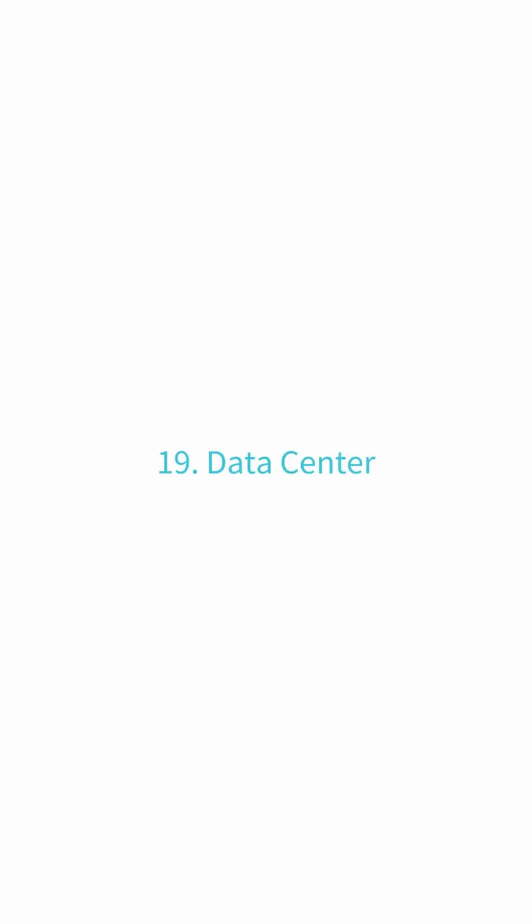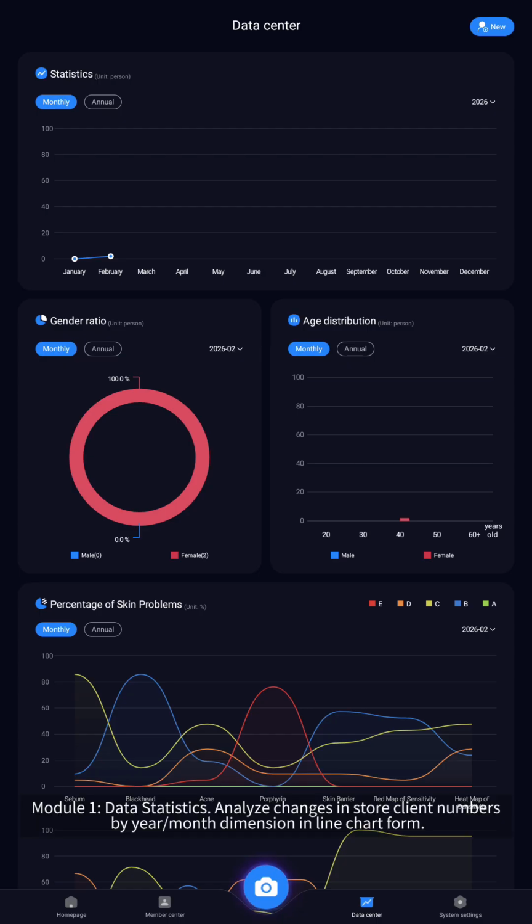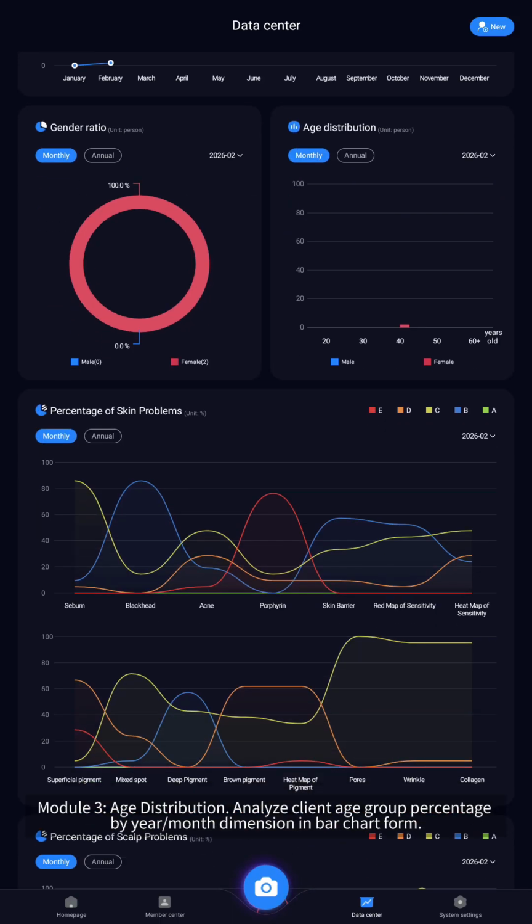19. Data Center. Module 1. Data Statistics. Analyze changes in stored client numbers by year month dimension in line chart form. Module 2. Gender Ratio. Analyze client gender percentage by year month dimension in pie chart form. Module 3. Age Distribution. Analyze client age group percentages by year month dimension in bar chart form.